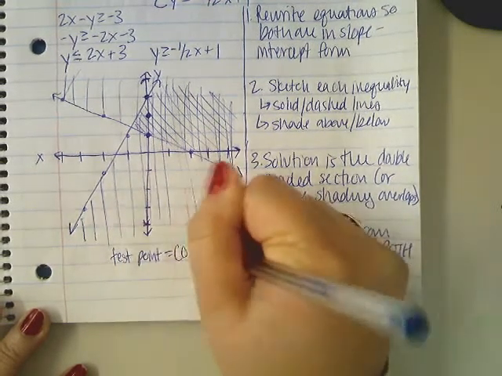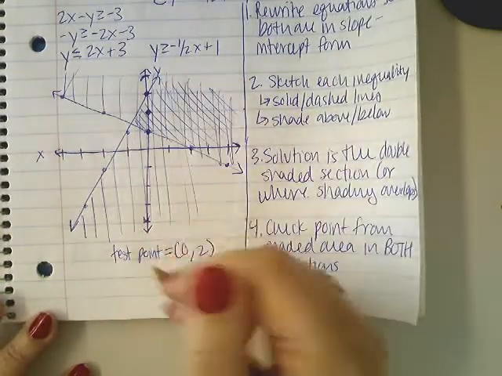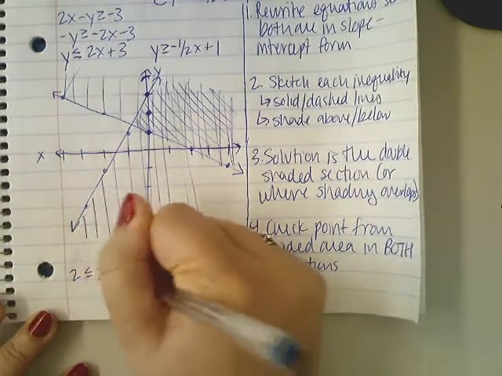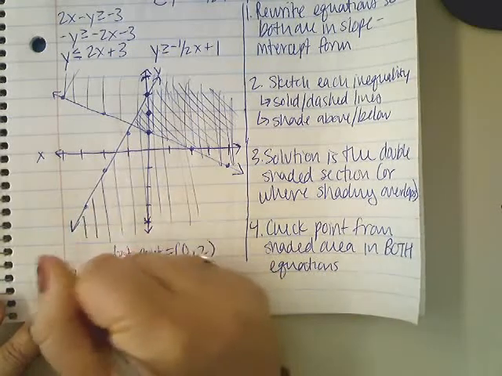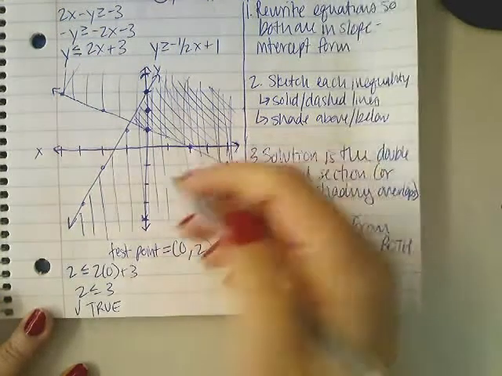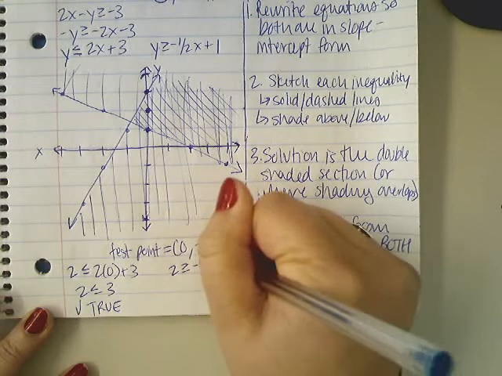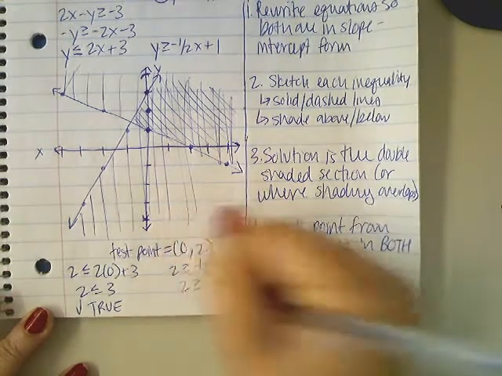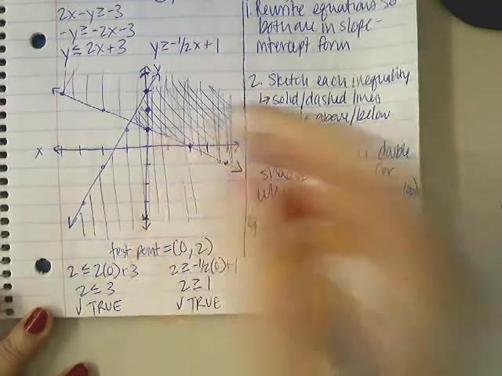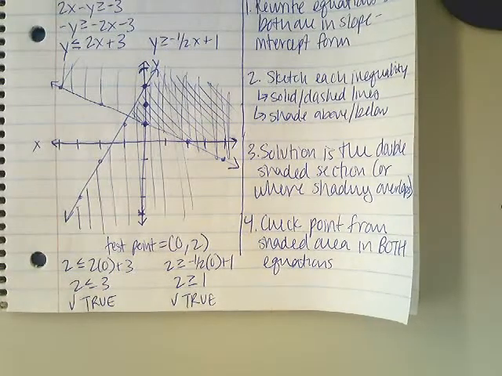So I'm plugging in 0, 2 to my first equation. I will have 2 for y is less than or equal to 2 times 0 plus 3. So 2 is less than or equal to 3, which is true. So that works for that equation. And then if I plug it into the other one, again, I get 2 is greater than or equal to negative 1/2 times 0 plus 1, which comes out to 2 is greater than or equal to 1, which is again true. So my shaded section is correct, and I have now determined the solution, that double shaded section.